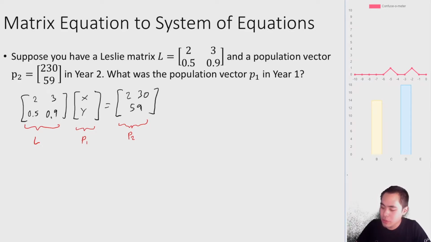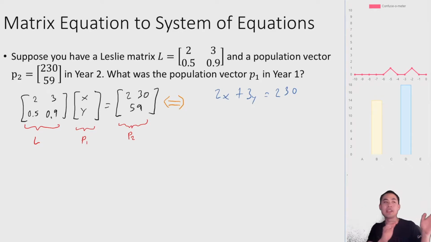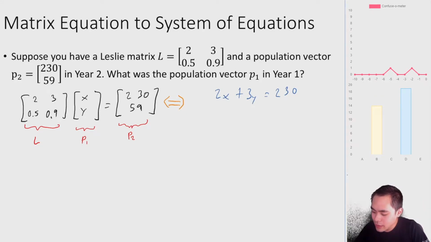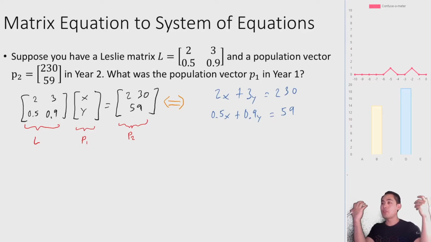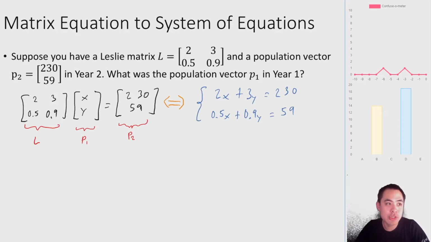But let's multiply the matrices out now. And it turns out that when we do that, we'll end up with a system of equations, which you guys may remember from your algebra classes. So you end up with 2x plus 3y is equal to 230. Because when you multiply out the left side, the first entry there is 2x plus 3y. And the second entry is 0.5x plus 0.9y is equal to 59. Okay? So all we're doing here is multiplying out the left matrix by that vector, and you end up with a new vector. And if you want the two vectors to be equal, each of the entries has to be equal. And so you end up with this system of equations.